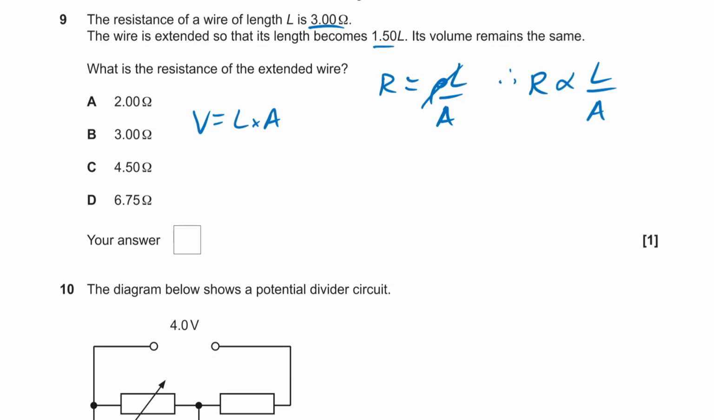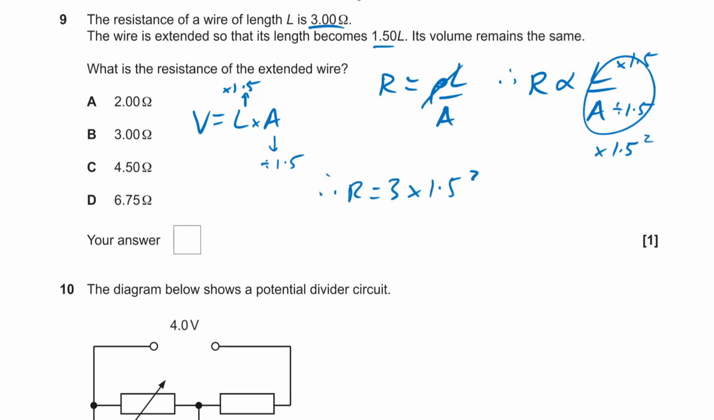Let's look at volume. Volume is equal to length times area. So therefore, if length goes up, then area has to go down. So that means that if R is proportional to L over A, L is going up by a factor of 1.5. Area is going down by a factor of 1.5, so that means that the whole thing is going up by a factor of 1.5 squared. So that gives us a new resistance of 6.75 ohms. The answer is D.